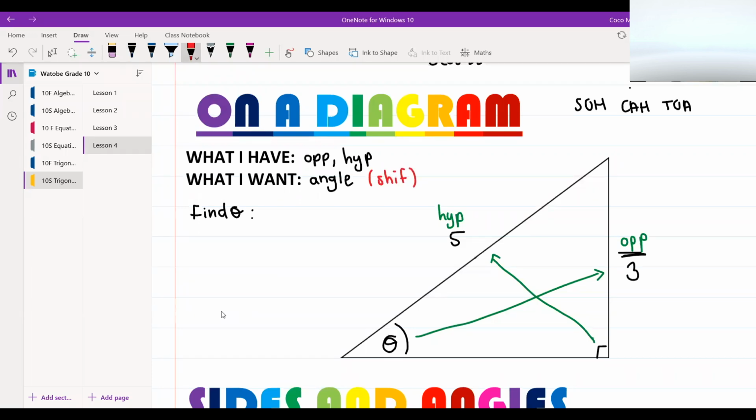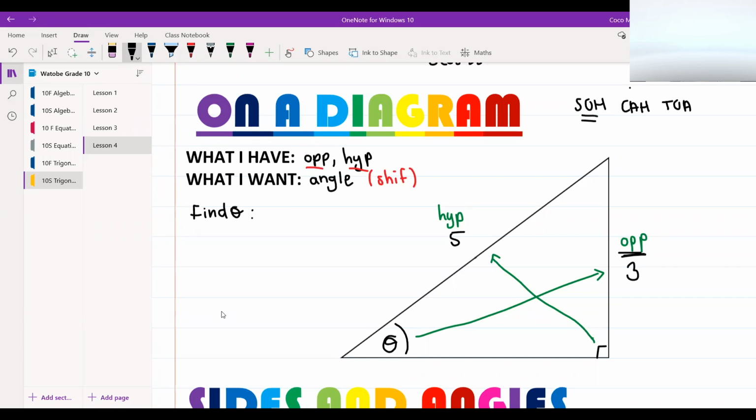Okay. Now, Mulisa, we're not done. Tell me, between SOH, CAH, and TOA, which one uses my opposite side and my hypotenuse side? Which one has O and H? It can't be CAH, because CAH has an A, and I need something with an O in it. Oh, it's SOH. Yes, it's opposite over hypotenuse. Good, because I have my opposite and my hypotenuse.